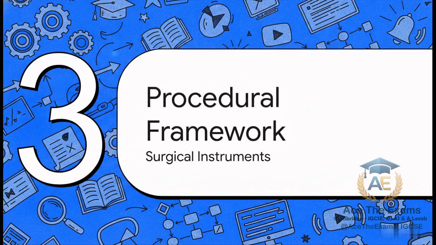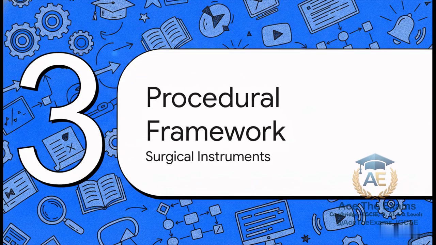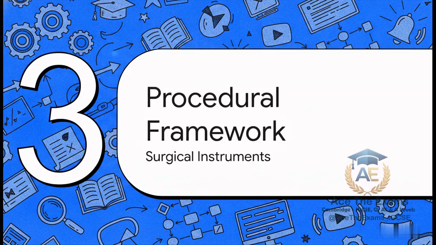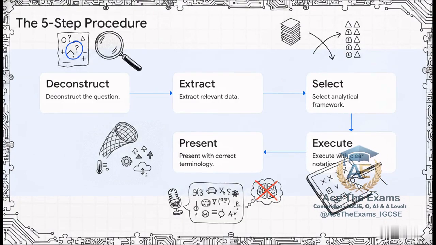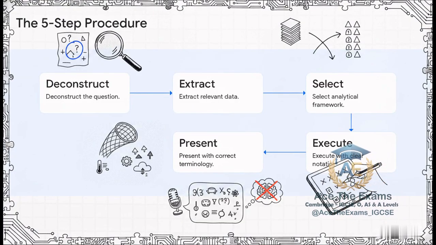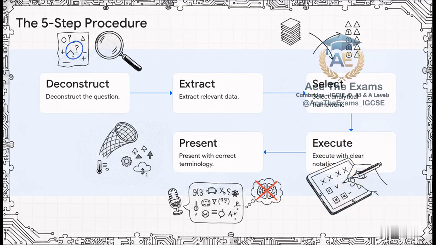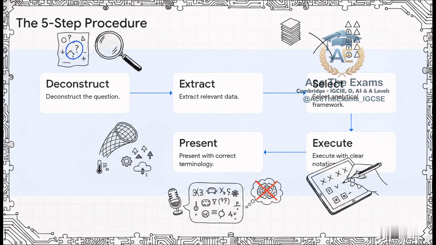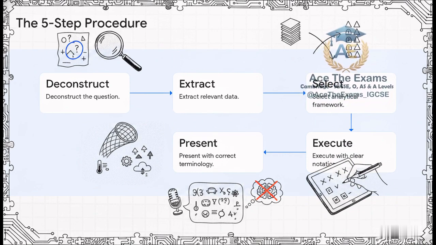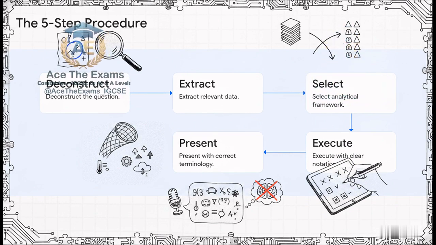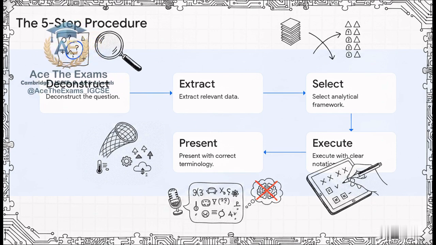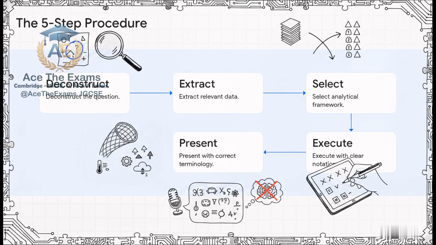All right, section 3 is the procedural framework. It is time to pick up your surgical instruments. By treating each and every exam question like a delicate surgical procedure, you can follow these 5 strict steps to ensure you hit every single requirement for topic 3.2. Step 1 is to deconstruct the question. Get your pen out and circle the command word. Is it describe, is it explain, or is it evaluate? Because each of those requires a completely different approach.